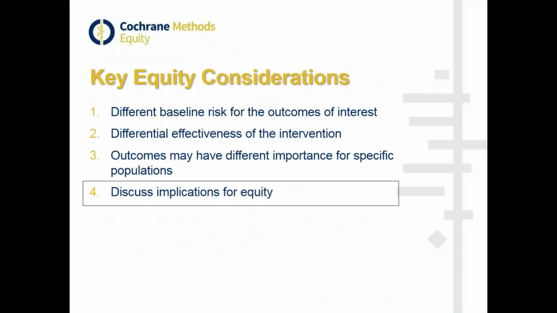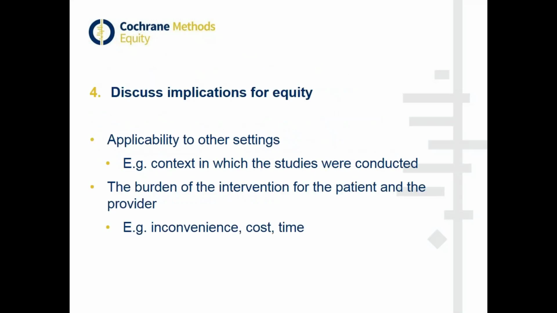So the last key equity consideration is about discussing implications for equity. So by this we mean a few things, but one would be to think about the applicability of the findings to other settings. So thinking about the context in which the studies were conducted and how that might be related to other settings where the intervention would be important or the outcomes are of interest. And then the other thing would be to think about the burden of the intervention for the patient and the provider. So things like inconvenience, cost, and time that could impact whether the intervention gets implemented as expected or as intended.